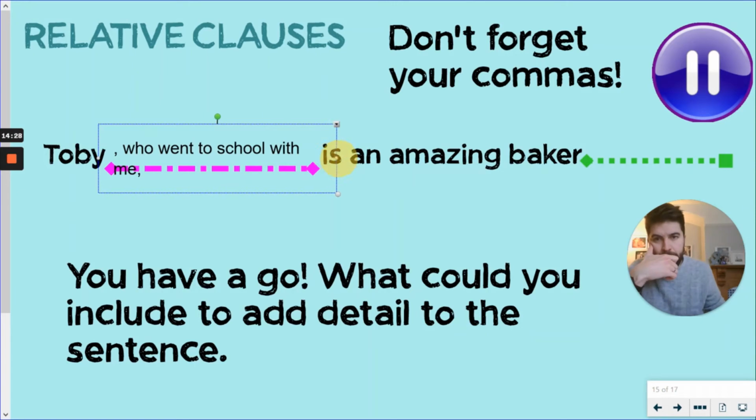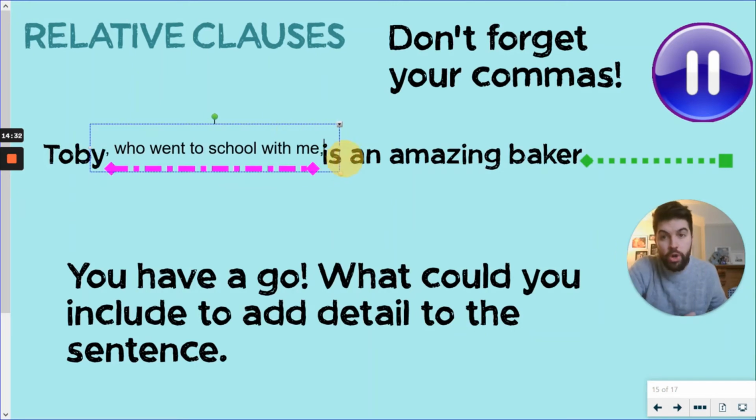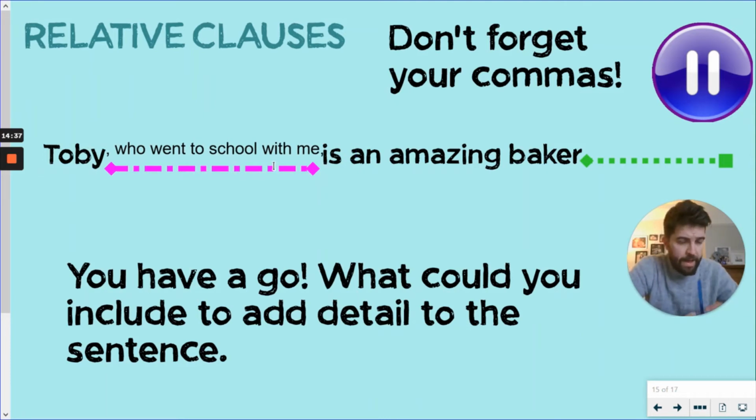That's my example. So the relative clause here is who went to school with me. That's the added information about Toby. I've put it in between the 2 parts of the main clause, and I've used commas either side of it. That's my complete relative clause sentence. Hopefully you've got one maybe a bit like that, might be completely different, so long as it works as a relative clause sentence and it follows those rules.